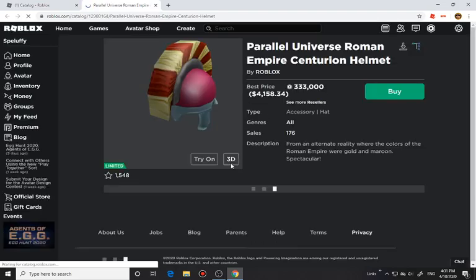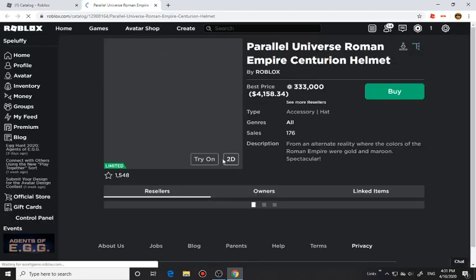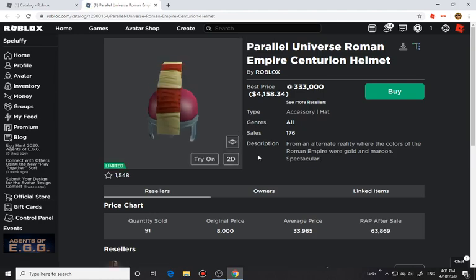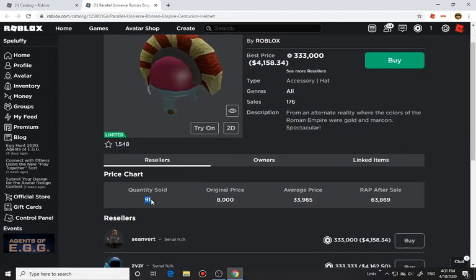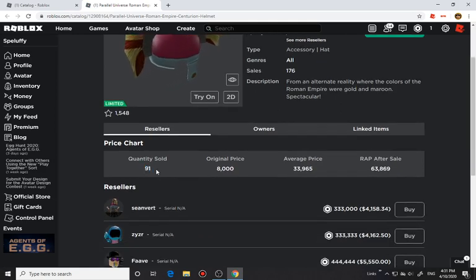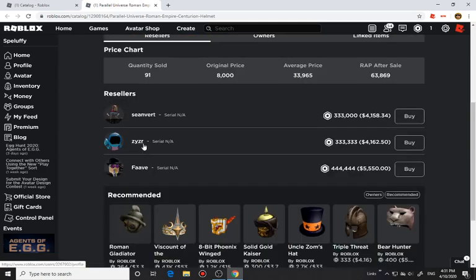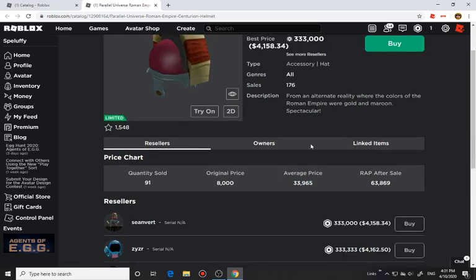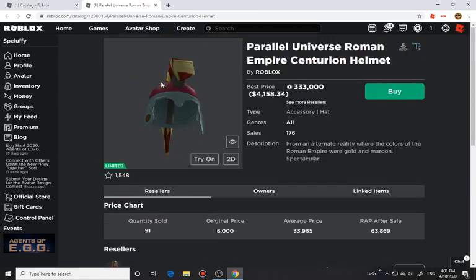Centurion helmet. And you can see that this item is on for a lot of Robux, and you can see that there was only 91 sold. Basically, anything under 100 copies is considered rare, and you can see that there's only 3 resellers. So the original price was 8K, and you can see most of them have a very low average price, and their values are going to be really high.